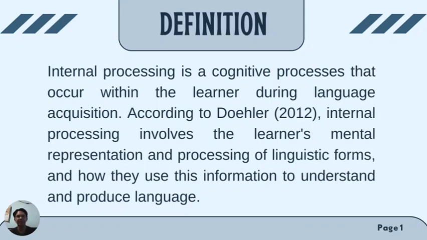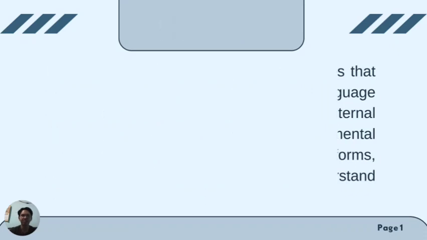Let's start with the definition first. Internal processing is a cognitive process that occurs within the learner during language acquisition. According to Dulay 2012, internal processing involves the learner's mental representation and processing of linguistic forms, and how they use this information to understand and produce language.